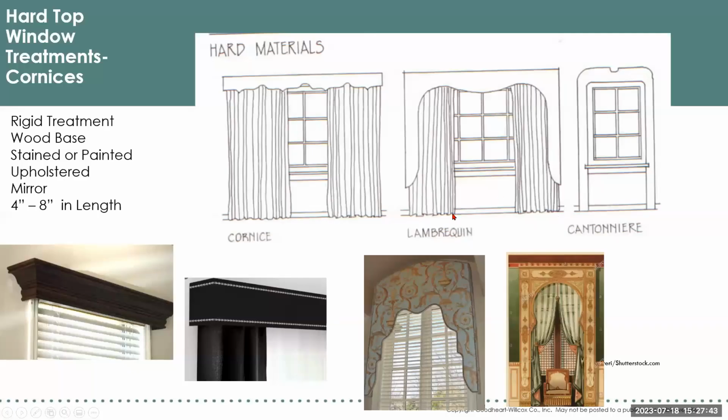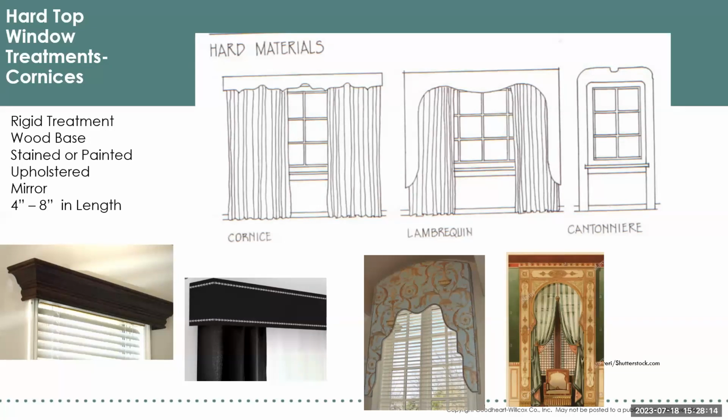Now, we're going to skip from the soft top treatment, which is valances, to a hard top treatment, which is called cornices. Now, cornices are very rigid. A lot of times they're made out of basically a wood base. And you can stain them, you can paint them, you can put padding on them and upholster them like a cornice box. They're usually not as large. You wouldn't see a big 24-inch or 12. Usually they're kind of 4 to 8 inches, something a little bit less. Because they're so structural, you don't want to cut a lot of the light.